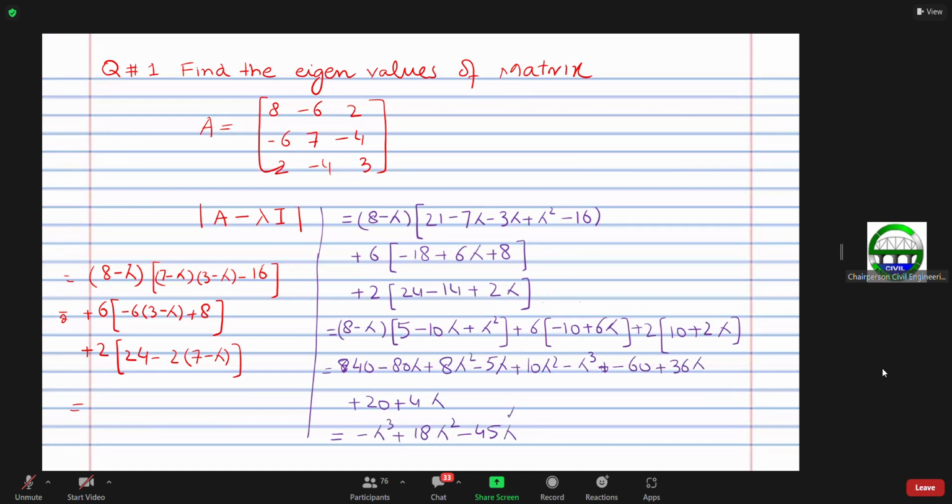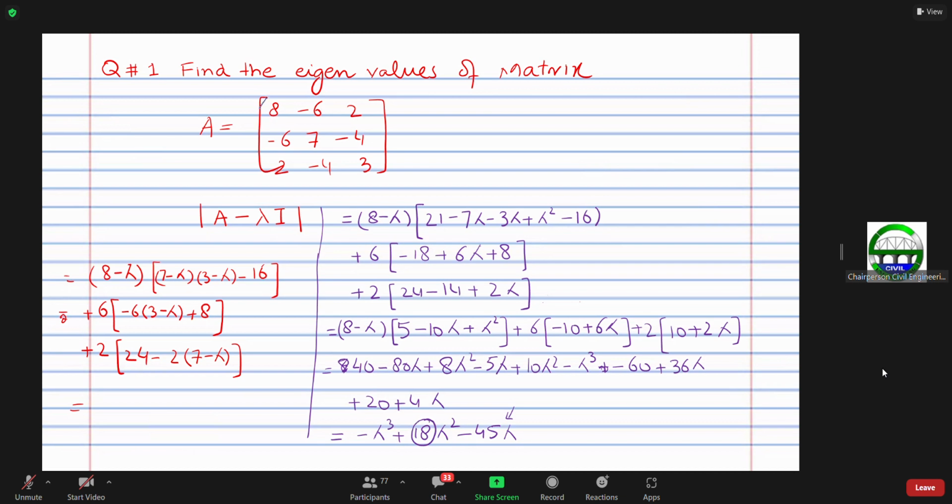This one is correct. This one is correct. So if you want to see whether this equation is correct or not, there is one thing. Check the coefficient of lambda square.